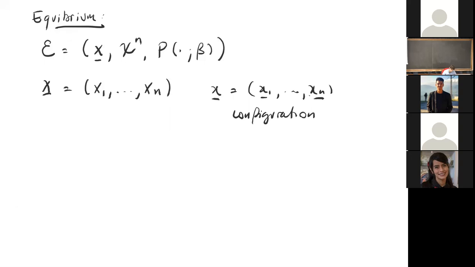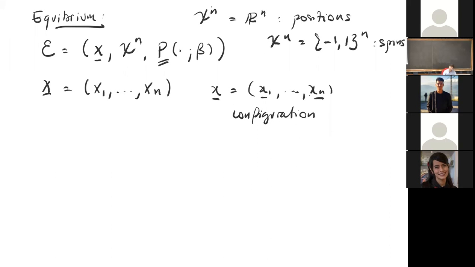Think about this space being R^n. This could be positions of particles. If instead you consider {-1, 1}^n, these are spins, etc. So this distribution here is the Boltzmann distribution.